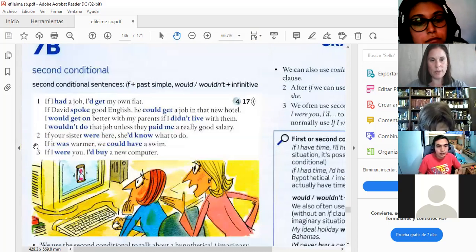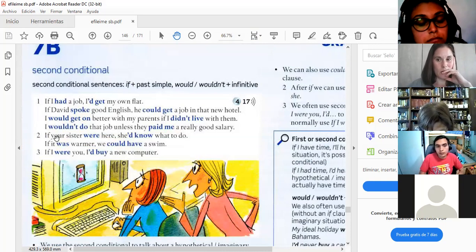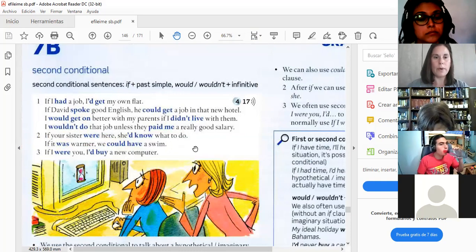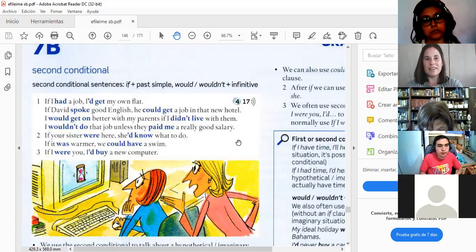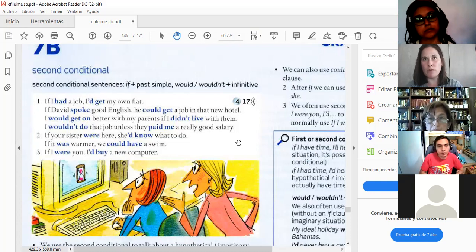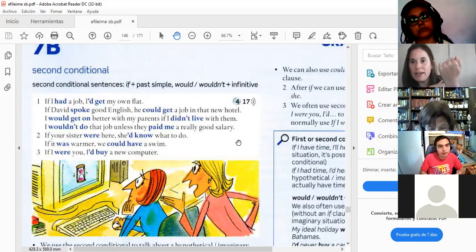Lucas, can you read the second example, please? Example number 2, the 2 examples you have here. Okay. If your sister were here, she'd know what to do. Okay. If it was warmer, what is the meaning of warmer? If the weather was warmer, si, estuviera más calentito, I would swim.